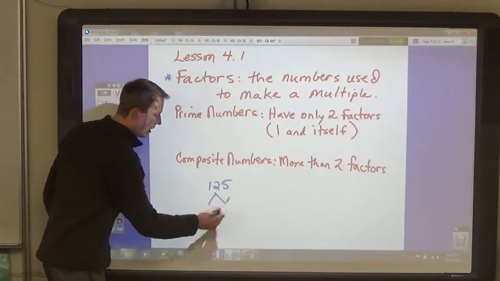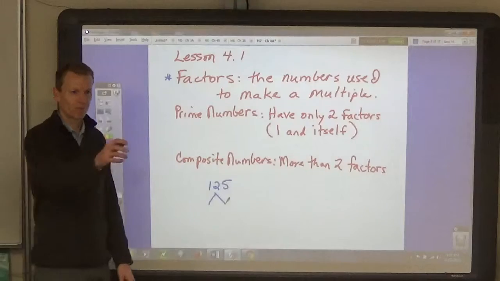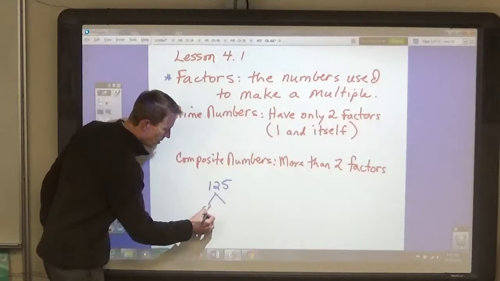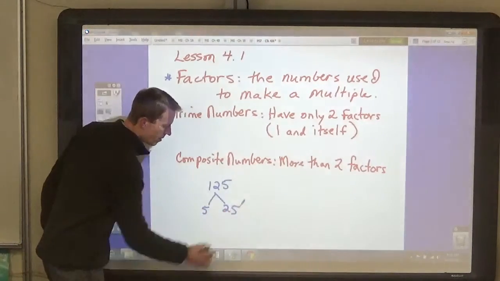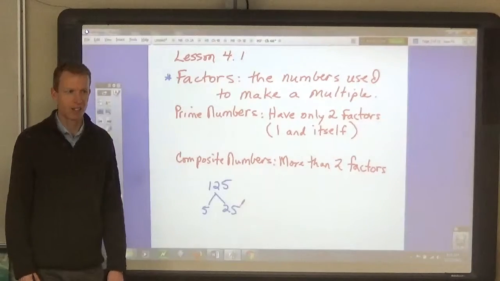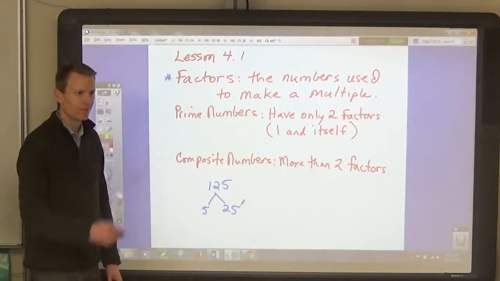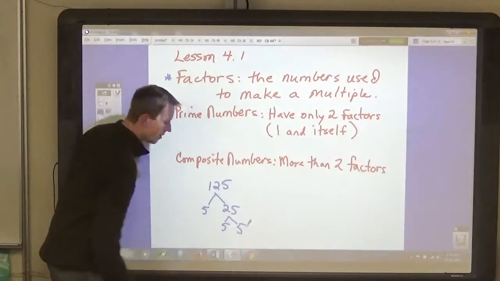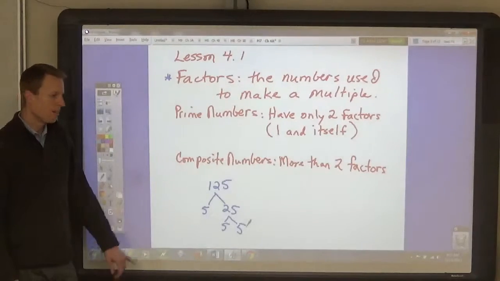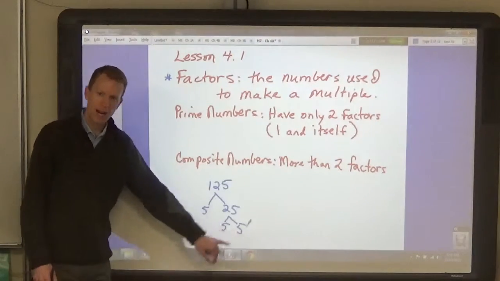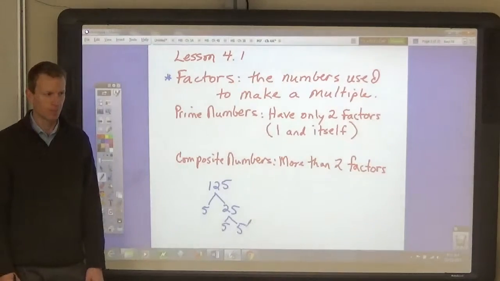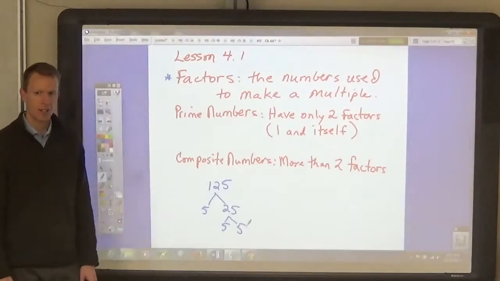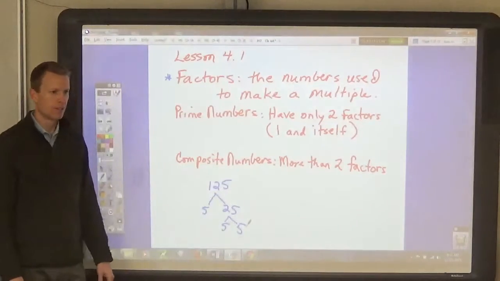What goes into 125? 5 and 25. So 5 times 25. What else? They're going to split the 25 into 5. Correct. 5 and 5. So it'd be 5 cubed, or 5 to the 3rd power. These are the prime factors of 125.